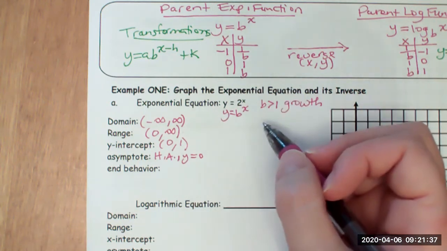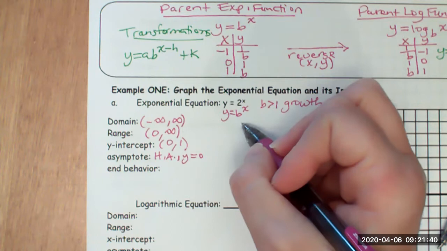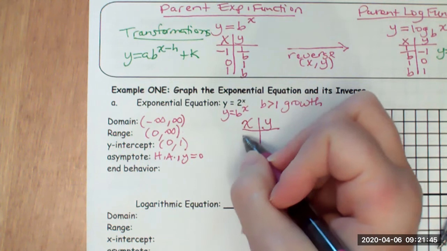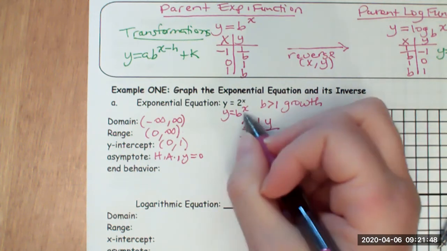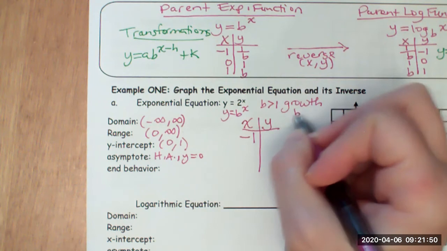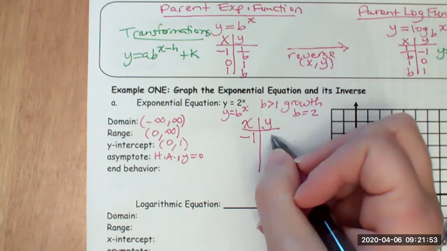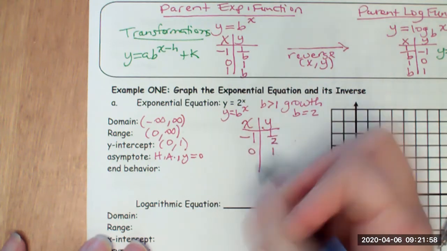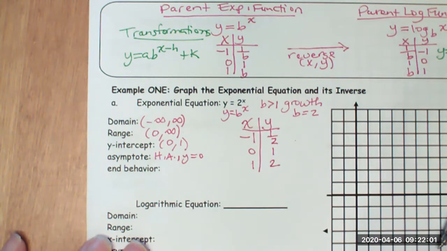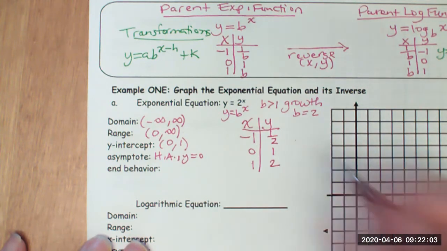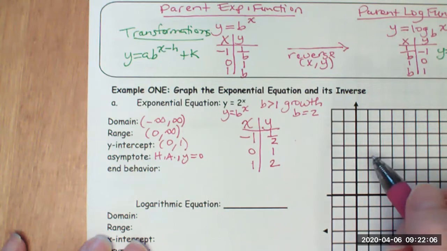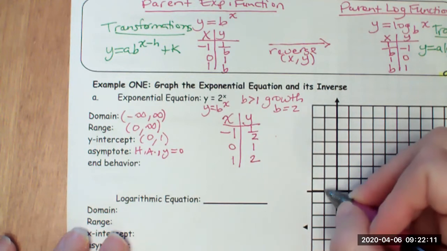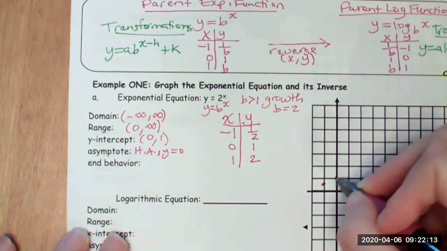So if we make this table, we've got x, y, and we're going to do negative 1, 1 over b, but b, of course, here is equal to 2, right? So negative 1, 1 over b, see the 1 over b is going to be 1 over 2. 0, 1; 1, 2. Okay. And because of the numbers I've got here, I can go ahead and scale this graph counting by ones. And so I've got negative 1, 1 half; 0, 1; 1, 2.